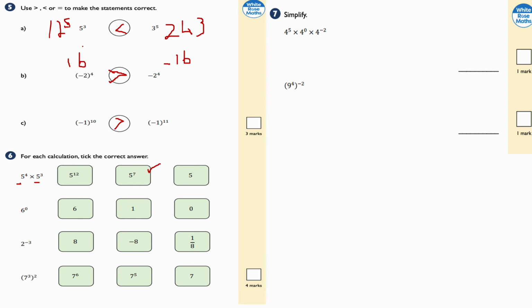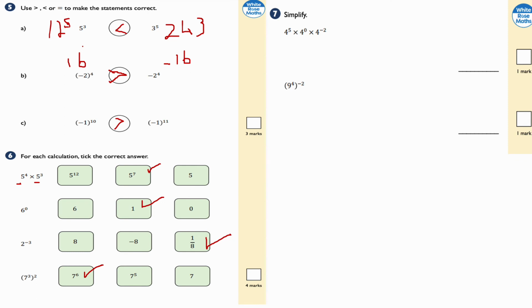6 to the power of 0, anything to the power of 0 in maths is just 1. 2 to the minus 3 means 1 over 2 cubed, which is equal to 1 over 8. Okay, 7 cubed all squared. Well, if I have a bracket raised to a power, then I times the numbers. So 3 times 2 is 6. So it's 7 to the power of 6.